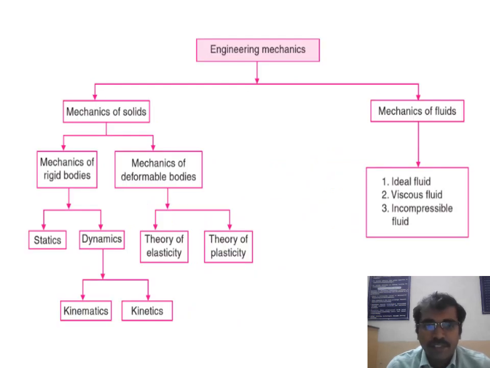The flowchart represents the classification of engineering mechanics: mechanics of solids and mechanics of fluids. Mechanics of solids is further classified into mechanics of rigid bodies and mechanics of deformable bodies. Mechanics of rigid bodies is further classified into statics and dynamics. Mechanics of deformable bodies is classified into theory of elasticity and theory of plasticity. Mechanics of deformable bodies will be studied in the course of strength of materials, and mechanics of fluids will be studied in fluid mechanics and machinery.